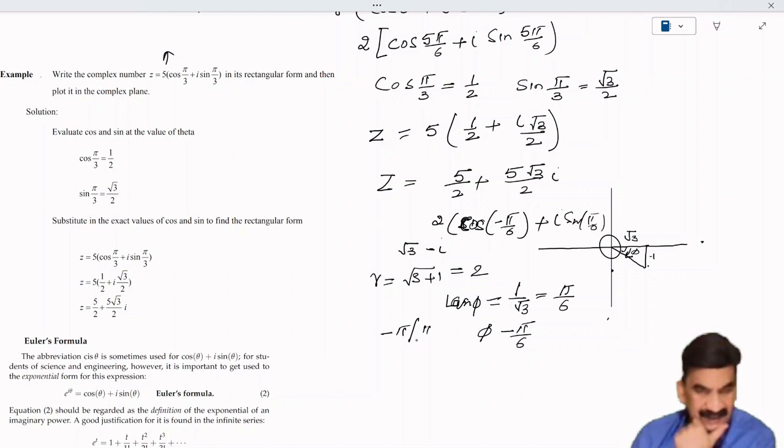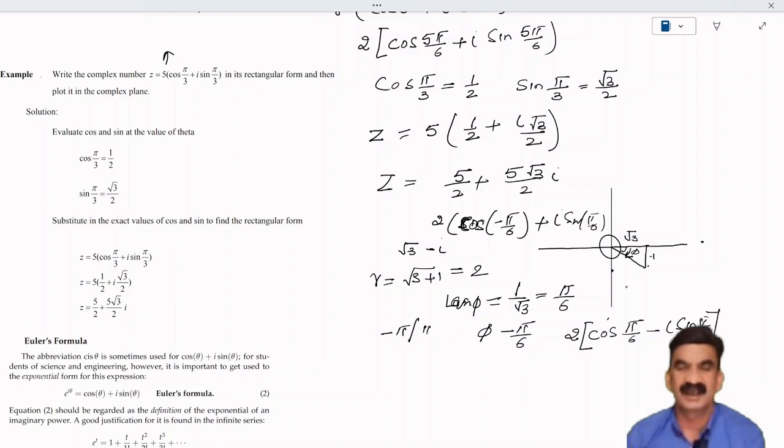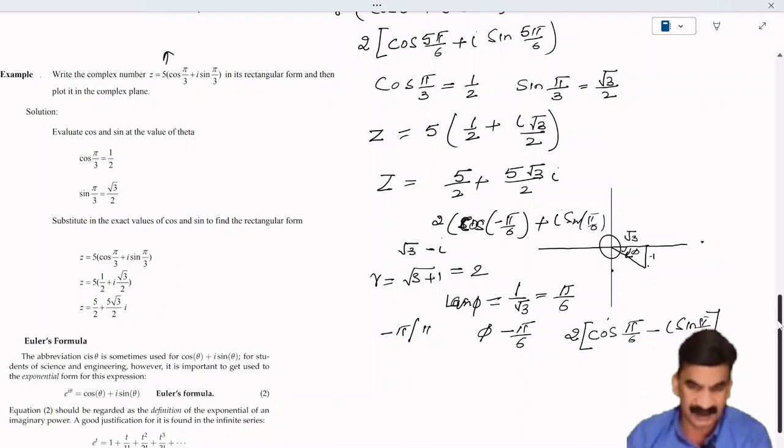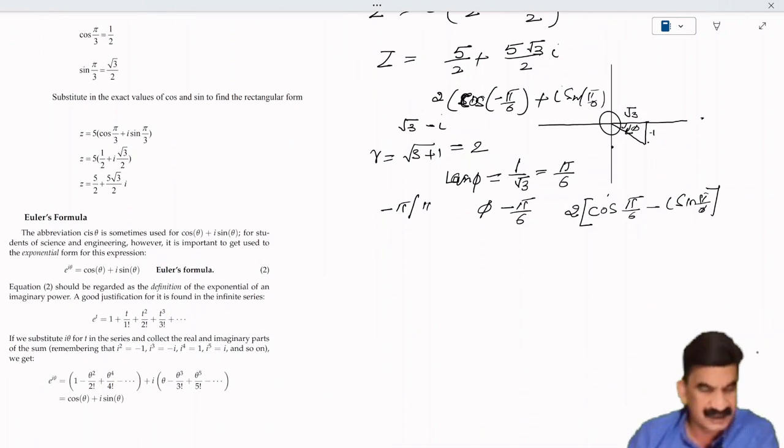Now cos of minus theta is cos theta. So the final form we can write is 2 times cos pi by 6 minus i times sine pi by 6. So the only point you have to remember is how do you calculate the argument of the complex number. Now let's come to the exponential form.